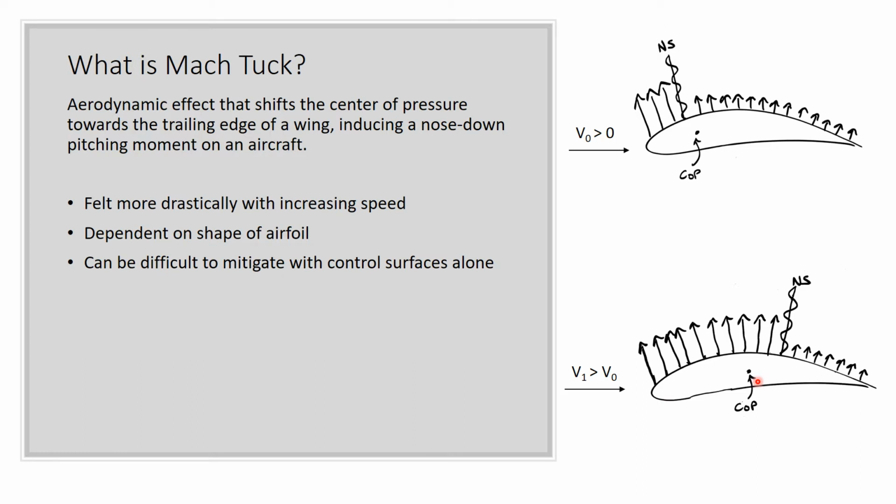And ultimately, this larger lift plus a larger lever arm winds up inducing a larger moment about the center of gravity of an aircraft. And this is a nose down pitching moment. So we can see that this is felt more drastically with increasing speed. And it's also highly dependent on the shape of the airfoil, which is what we're going to explore in this presentation. And this can be very difficult to mitigate with control surfaces alone.